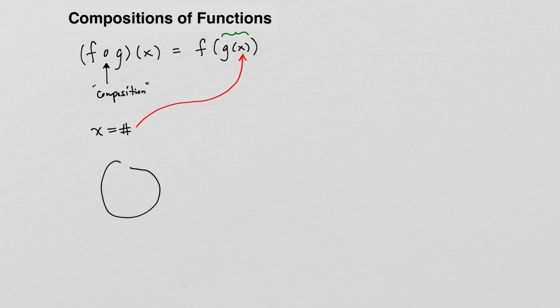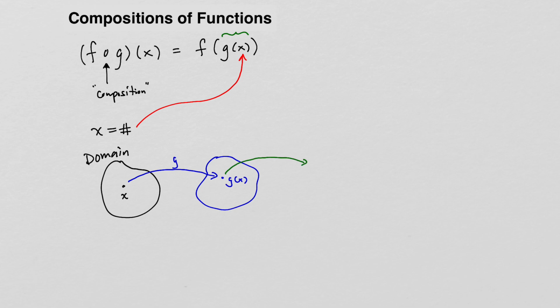So the way this works, if I have a domain here, if I pick a number x, first we are going to apply the function g to that number, and that's going to give us a new number, g of x, and then we're going to apply f to that number, and that's going to give us another number called f of g of x. And so the composition of functions is just a shortcut so that when I plug in a number x, it goes straight to the end result. Let's consider a couple of examples.